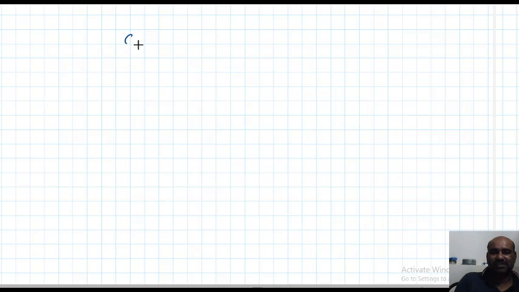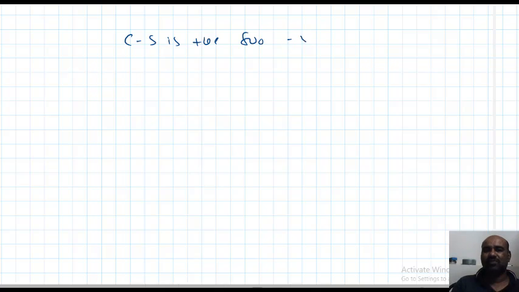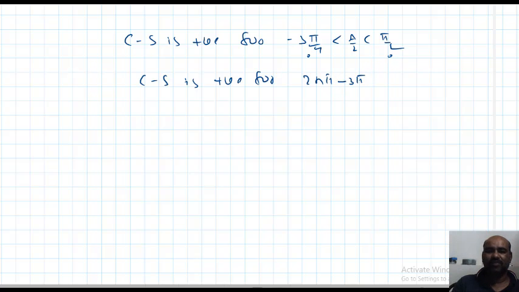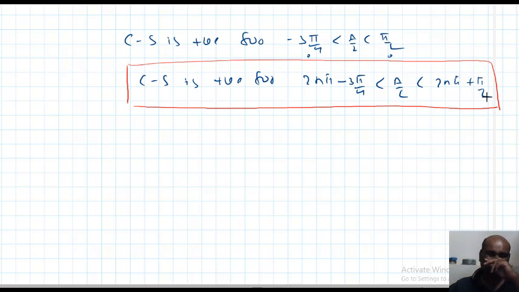I will write c minus a is positive for, so I want to see what is that, minus 3 pi by 4 less than pi by 2. Generalized, c minus a is positive for 2n pi added, for these values I already explained, minus pi by 4 less than a by 2 less than 2n plus pi by 2. So these two are important. So finally what interval c plus c minus s positive I found.